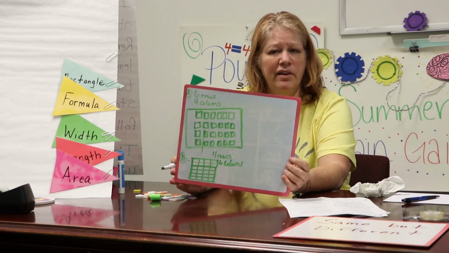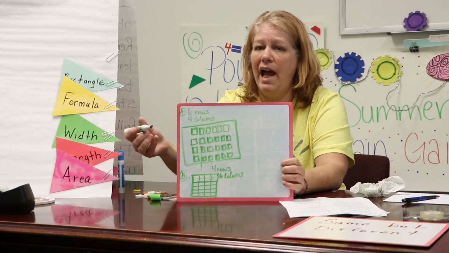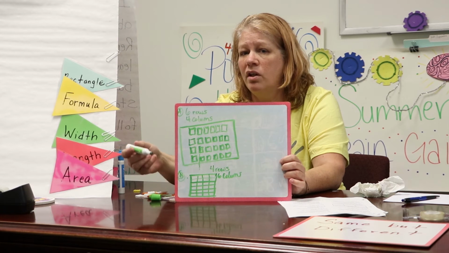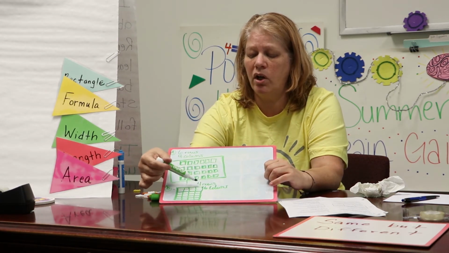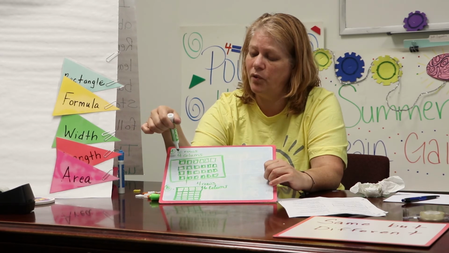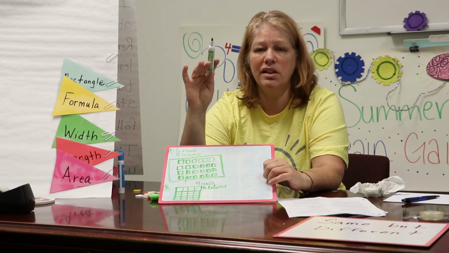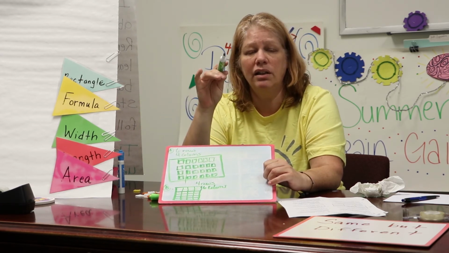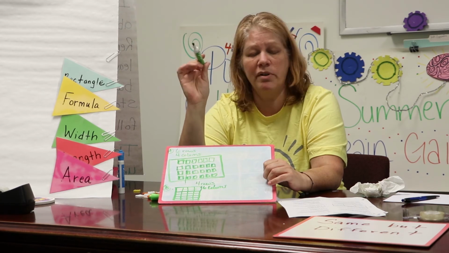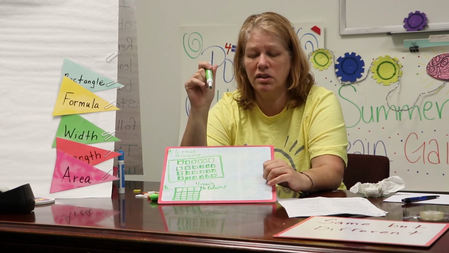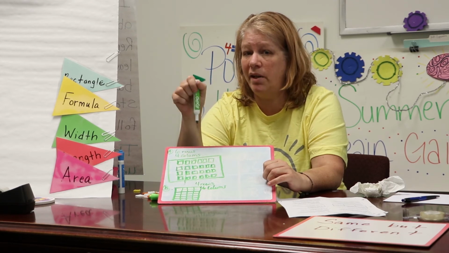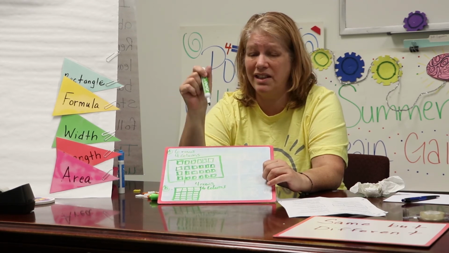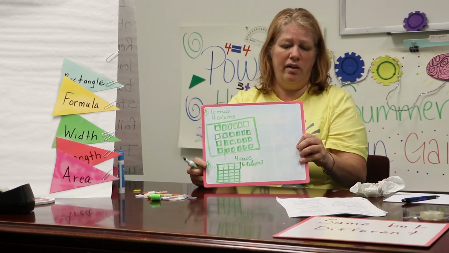Anybody notice anything about those two? They have the same numbers, but they're opposite. One has 4 rows, 6 columns. The other one has 4 columns, 6 rows. So it's going to make the way your rectangle looks a little different. But it's probably going to have the same area. I think it will because it's the same numbers. So we'll find out after we do our third one.